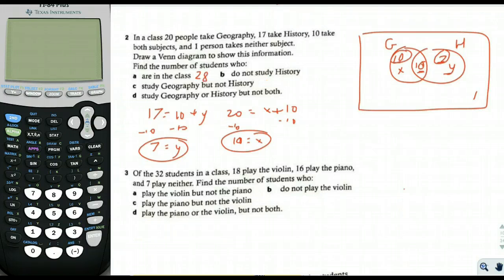How many people do not study history? That would be everybody except for these 10 and these 7. So that would be 28 minus 17, which would be 11. How many people study geography but not history? So geography, there's normally 20 people, but 10 of them study history also. Study geography but not history, so that would be 10. And then study geography or history but not both, so that would be these 10 and these 7, because you wouldn't count the 10 in the middle.